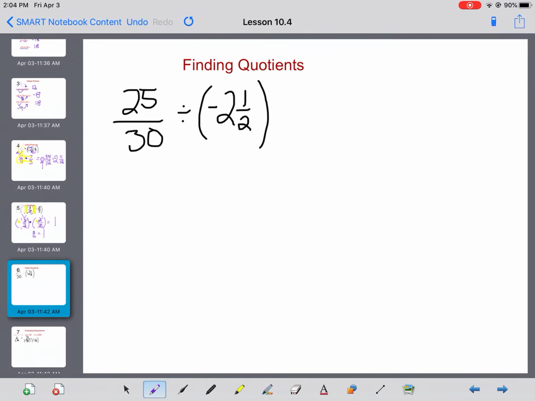All right, let's talk about quotients. So when you're working with quotients, so you're dividing things, you still follow the same steps that you do with multiplication. You need to make sure that what you're working with is already in fraction form. So 2 times 2 is 2. 2 times 2 is not 2. 2 times 2 is 4, and add 1 more, and I get 5 over 2.